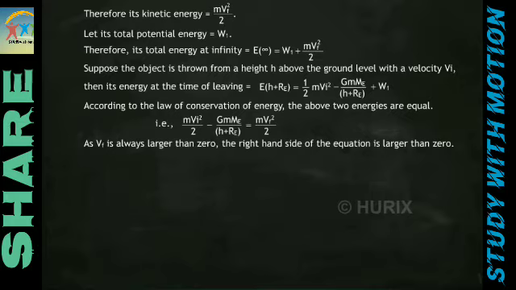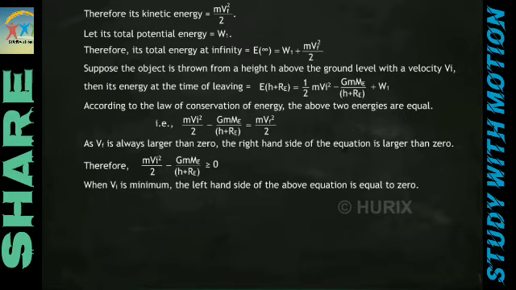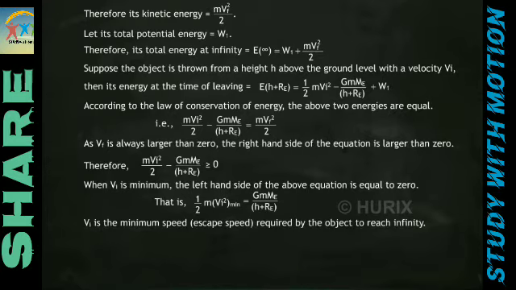As Vf is always larger than 0, the right-hand side of the equation is larger than 0. Therefore, m Vi squared by 2 minus G m Me by (h + Re) is greater than or equal to 0. When Vi is minimum, the left-hand side of the above equation is equal to 0. That is, half m into Vi minimum squared equals G m Me by (h + Re). Vi minimum is the escape speed required by the object to reach infinity.